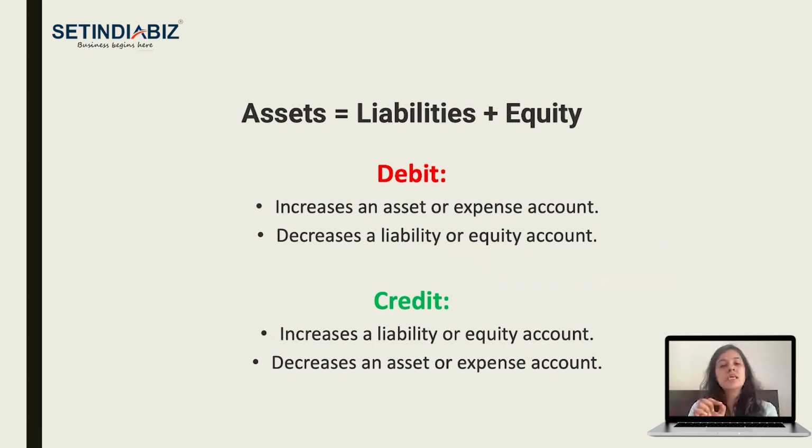right? Suppose the entry says selling of furniture worth rupees 50,000 for cash. So cash is again an asset. It is coming in, so it will be debited. Cash account debited to furniture account, right? Let's do the entries and then we'll get to know. So just remember this basic rule: debit means what comes in, increase of an asset or expense, decrease of a liability or equity account. Credit means increase of a liability or equity account, decrease of an asset or expense account.